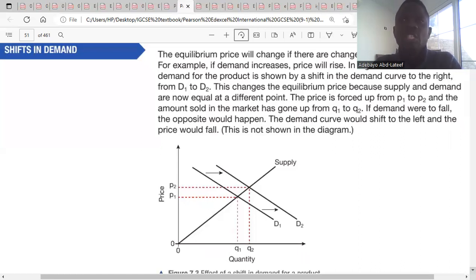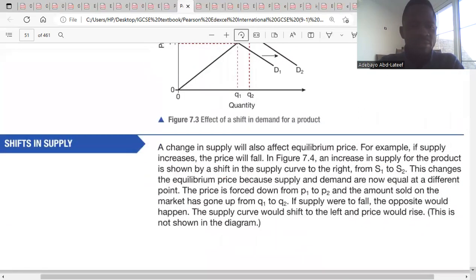Shifts in demand will change the equilibrium price from P1 to P2. If there's an increase in the quantity demanded from D1 to D2, we're going to have a new equilibrium. That is what shift in demand will cause. So we'll go to shift in supply.